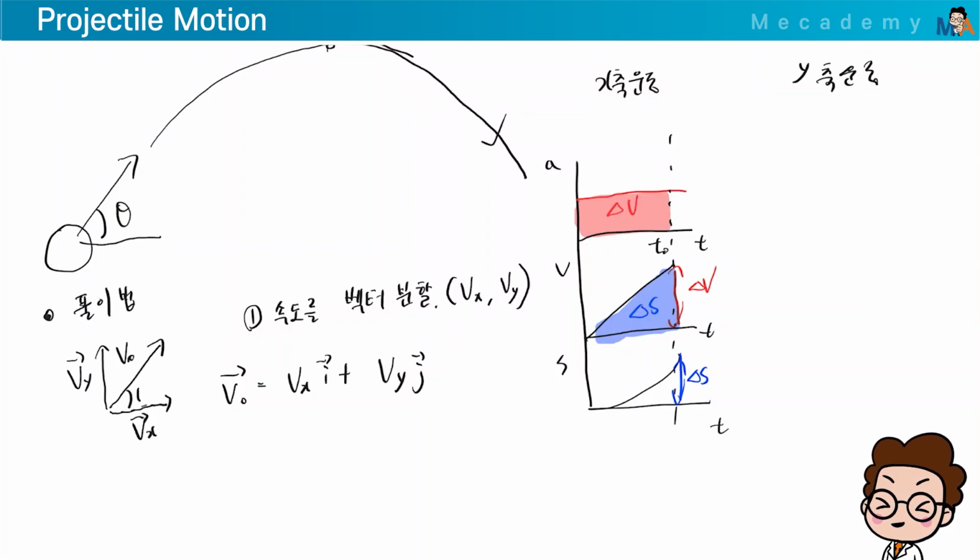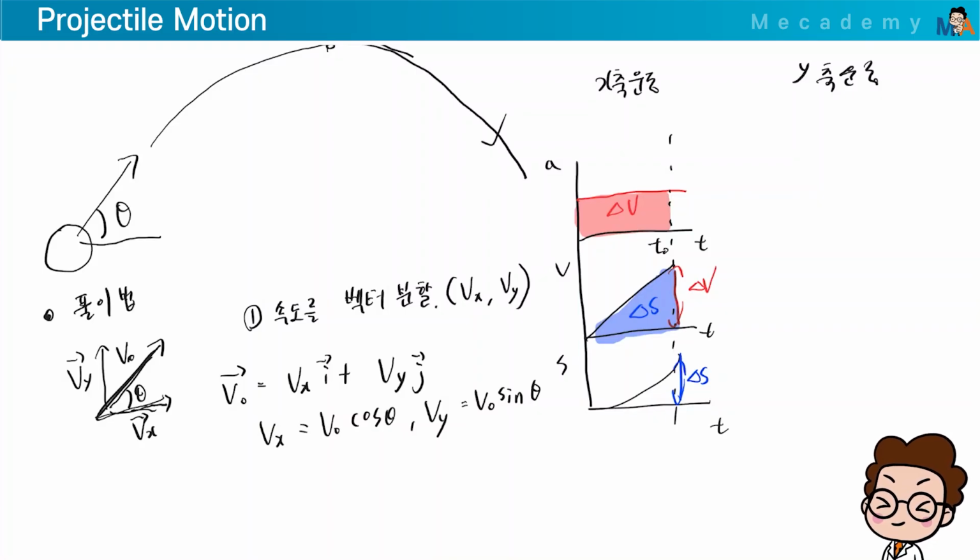Then, if cosine theta is indicated here, Vx can be calculated like this. Vx is calculated as v0 cosine theta. Got it? Because cosine is adjacent over the hypotenuse, then Vy is calculated like this. It's calculated as v0 sine theta.